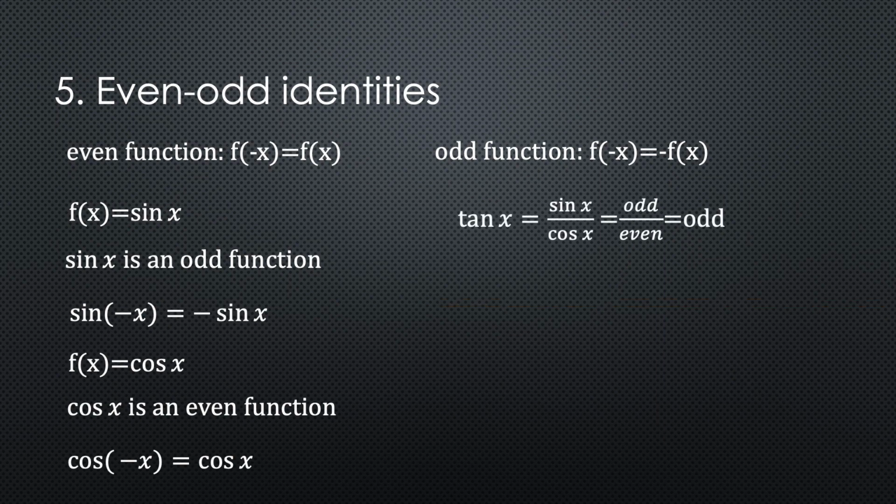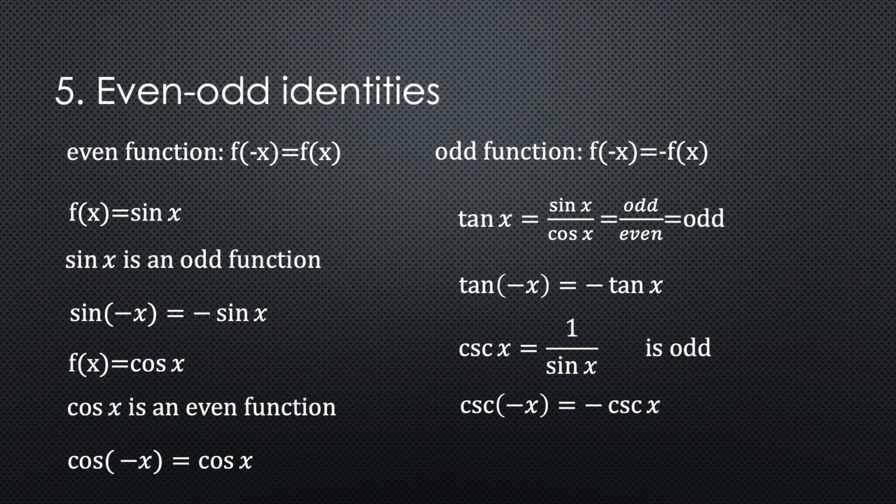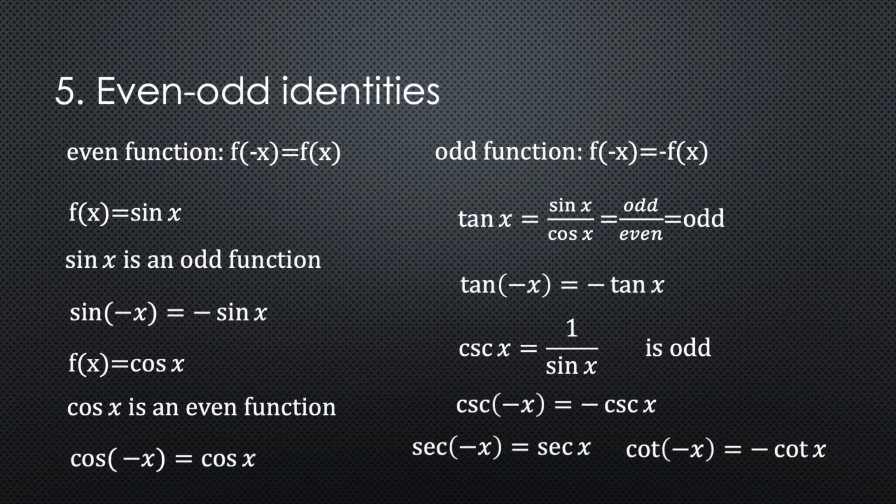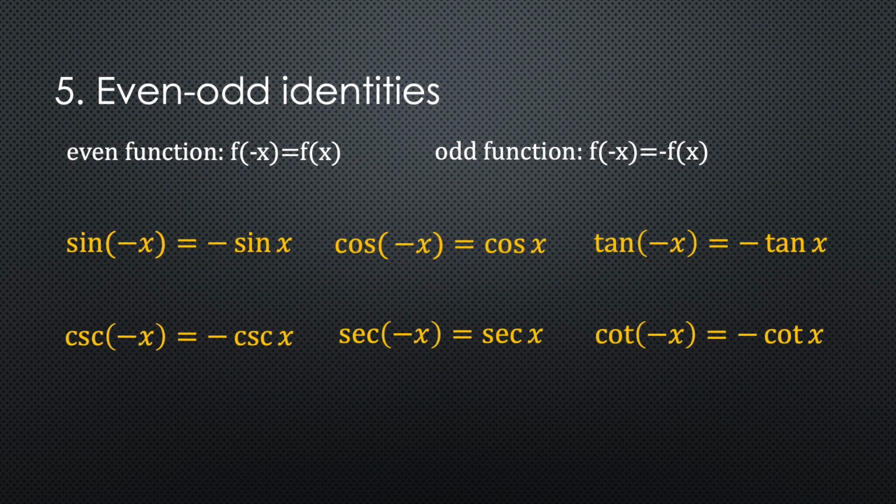Since tangent is sine over cosine, which is odd over even, we know that odd divided by even is still odd. So we have tan of negative x is equal to negative tan of x. Similarly, cosecant is odd because sine is odd. Secant is even because cosine is even. And cotangent is odd because tangent is odd. So here, we have 4 odd functions and 2 even functions.